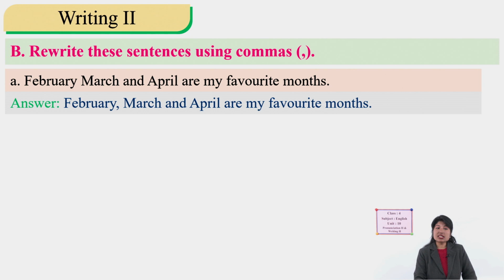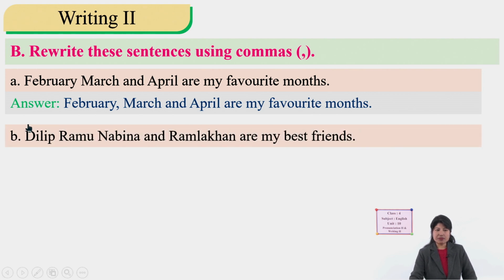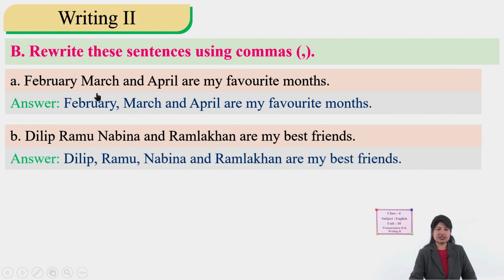Now let's go to B. I hope you have already guessed the answer to number B. Okay, number B question first. Dilip, Ramu, Nabina and Ram Lakhan are my best friends. Similar to number A, right? It is just like number A. The answer is Dilip, comma, Ramu, comma, Nabina and Ram Lakhan. So, two commas are required over here. Ram Lakhan are my best friends.